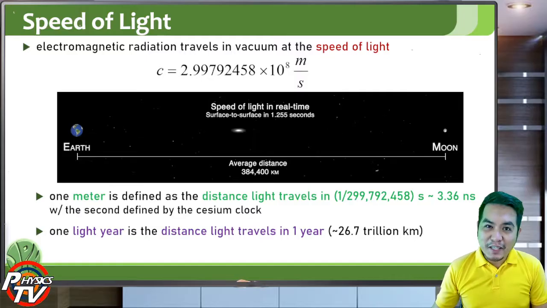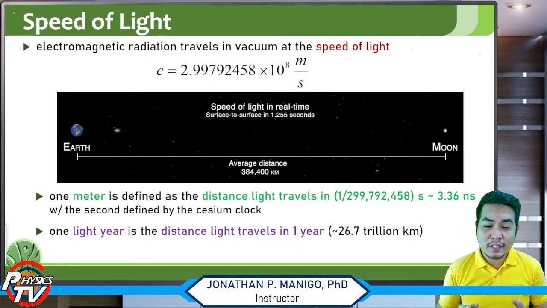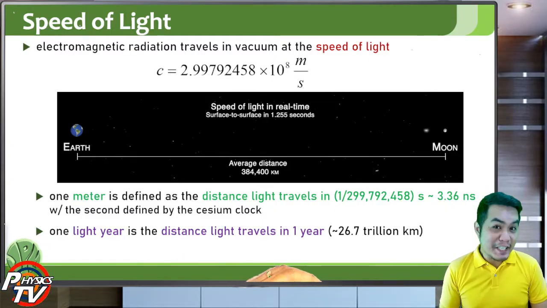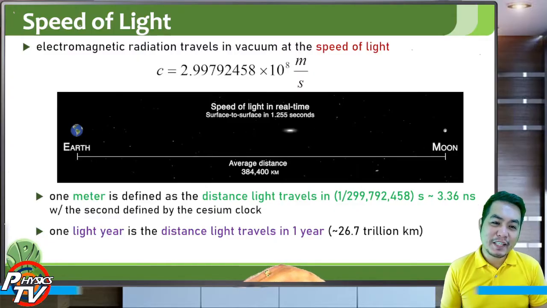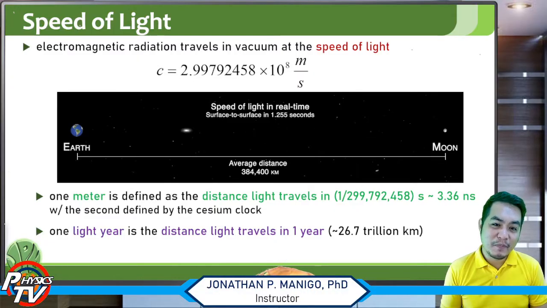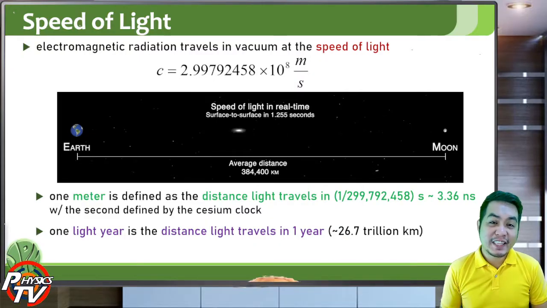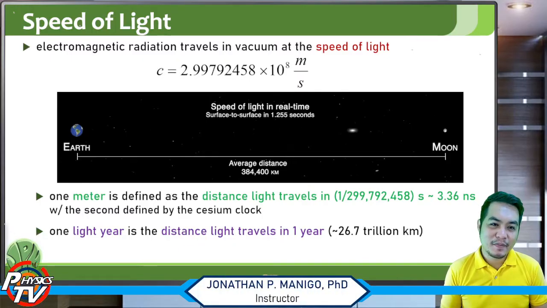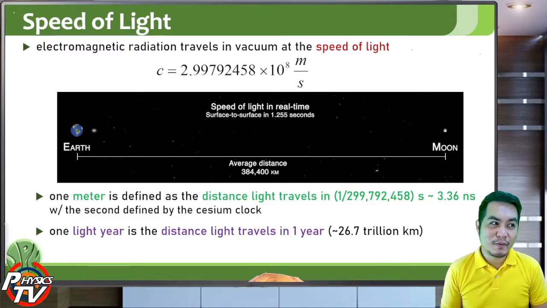So 1 light year, there are so many misconceptions about this. 1 light year is not time, it's not a year, it's a distance. 1 light year is the distance that light travels in 1 year. And that is approximately 26.7 trillion kilometers. So that's a very far distance. For example, the nearest star to us, Proxima Centauri, is around 4 to 5 light years away.